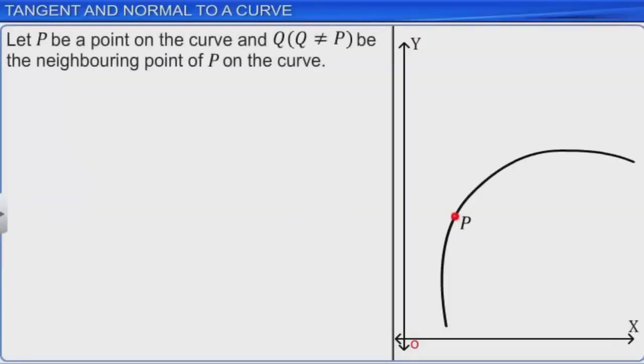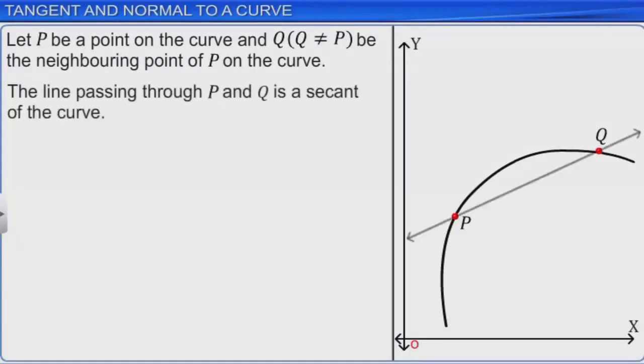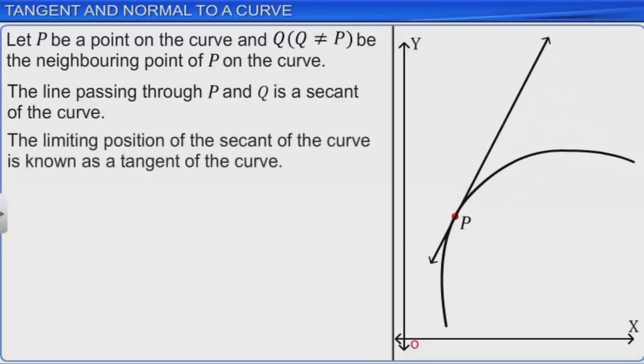Let P be a point on the curve and Q be the neighboring point of P on the curve. The line that passes through points P and Q is known as a secant to the curve. Fix point P and move point Q towards P along the curve such that it comes very close to P. The limiting position of the secant is known as tangent to the curve. Here P is known as the point of contact.